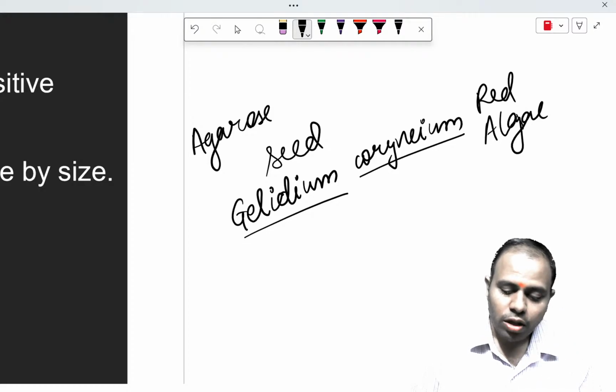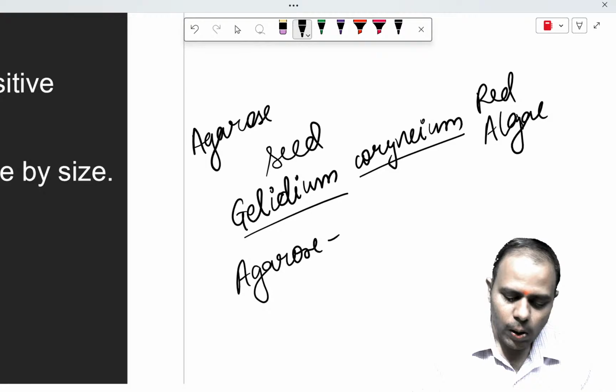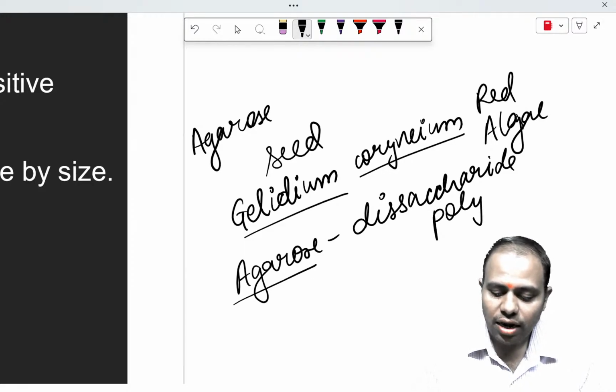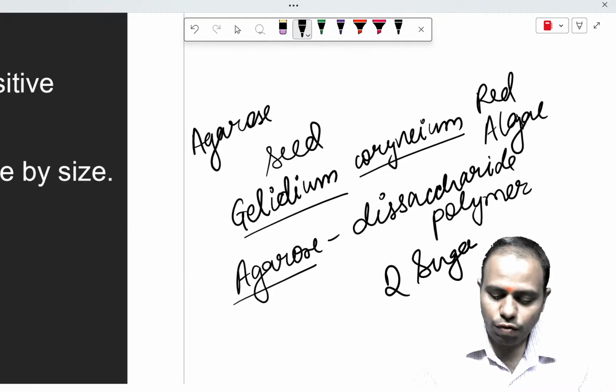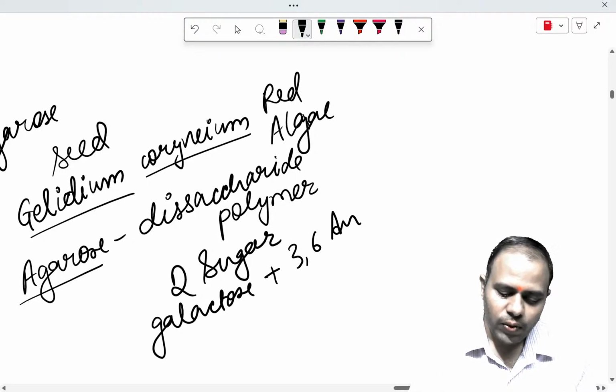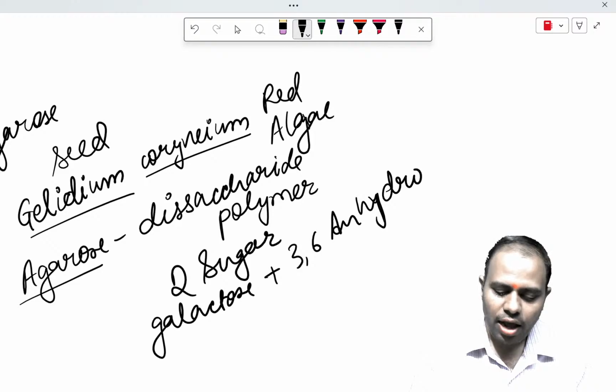Agarose is a disaccharide polymer, a polymer made up of a disaccharide that is composed of two different sugars. One is galactose, plus 3,6 anhydrogalactose.